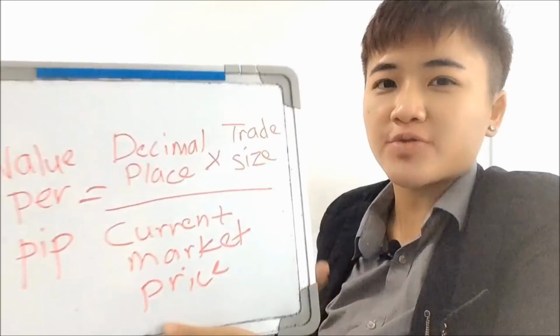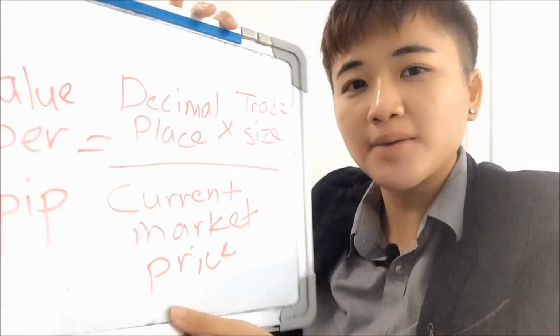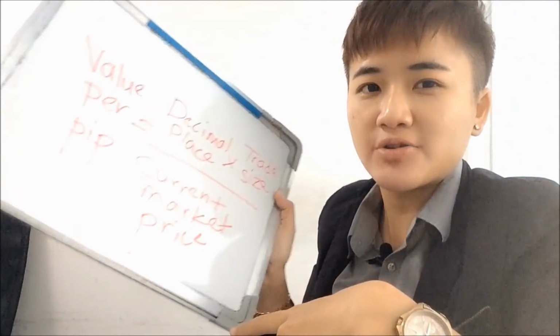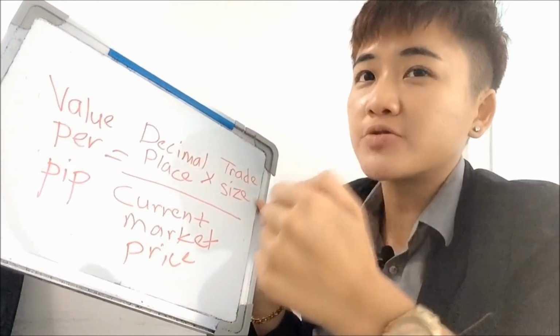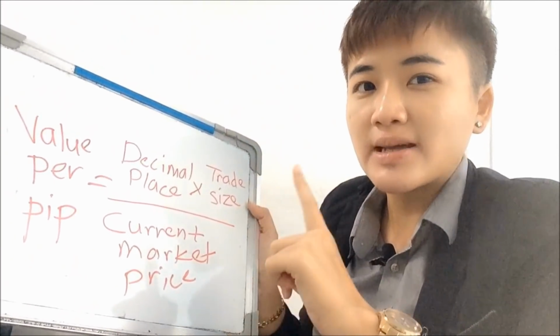So why do I share with you this formula? It's just for you to double confirm. Let's say if you don't trust that online calculator that some random person gives you, or if you're not with your computer, then you can calculate it manually. Let's say when you're traveling, you're using a phone to trade, then you can calculate this manually.